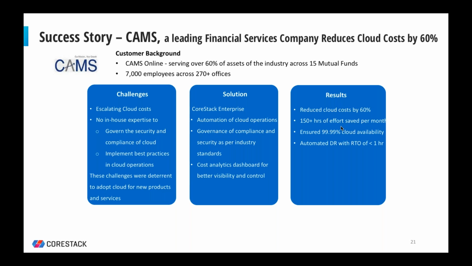And the fact that there's a lot of orchestration that has been brought in, a lot of automation, they could save a lot of manual effort. The number that we could come out based on their savings is about 150 hours per month, which they now are using for more value-added services than just monitoring or provisioning the infrastructure or managing the cloud on the whole.